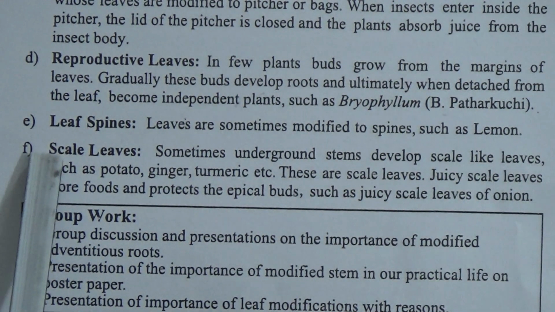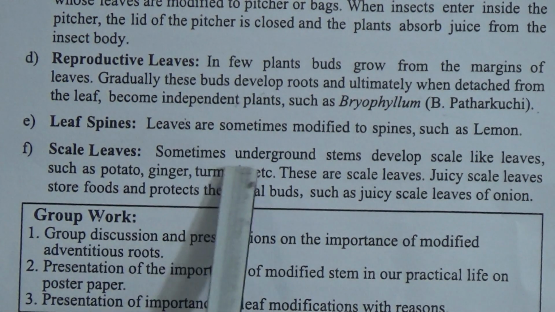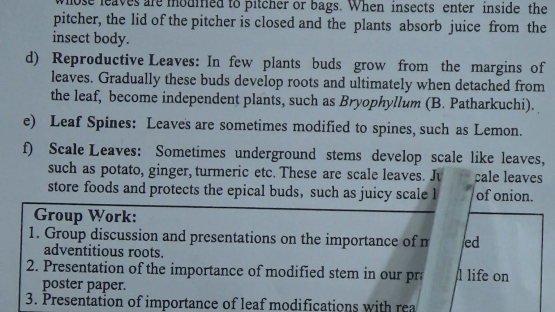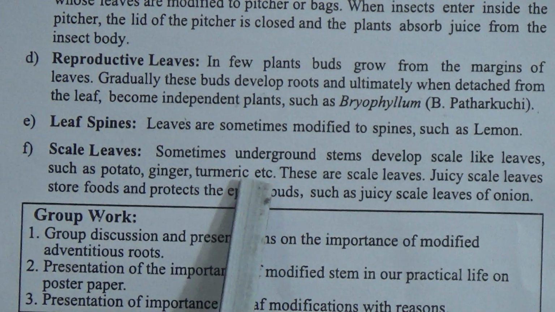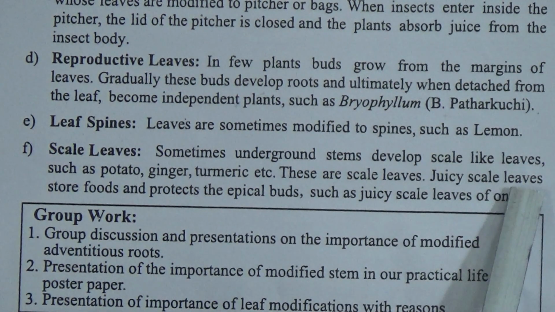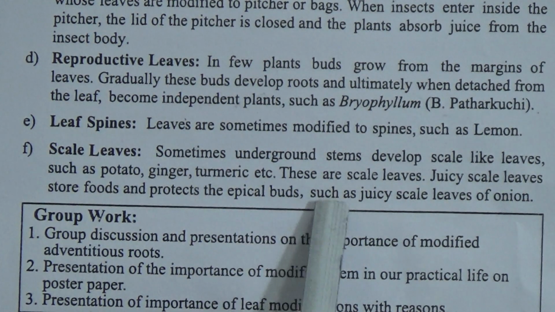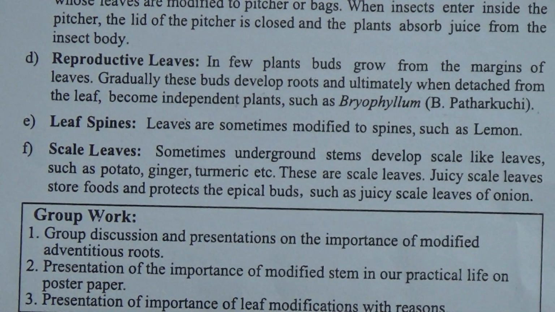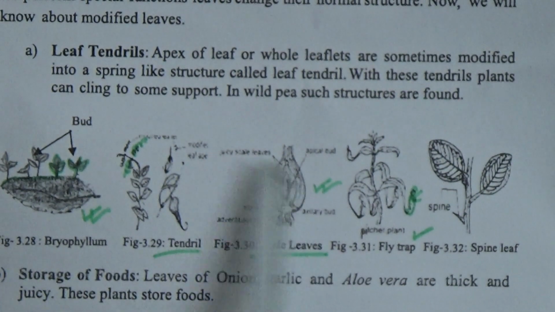And here is F number, scale leaves. Sometimes underground stems develop scale-like leaves such as potato, ginger, turmeric, etc. These are scale leaves. Juicy scale leaves store foods and protect the apical buds, such as juicy scale leaves of onion. And here is the figure of scale leaves. This is the onion leaves.